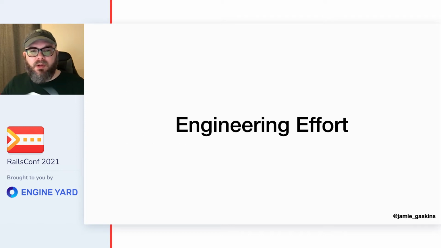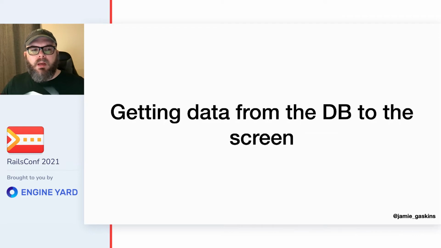The first trade-off we're going to look at is engineering effort. There are a lot of ways we can look at this, but we're just going to look at a few for the sake of this talk. The first big one involves getting data out of the database and into a consumable form for the end user. We'll call this getting data from the database to the screen.